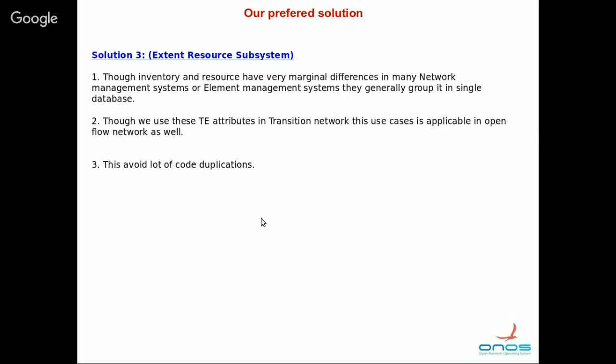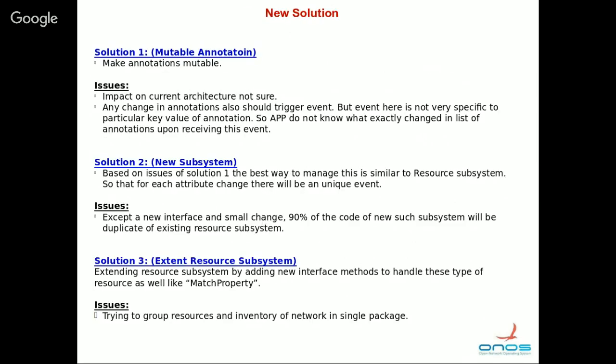But since this was not concluded, currently we have gone with a limitation: no other external entity can change the network properties. That way the annotations, or the traffic engineering parameters we use, are fixed and not changeable, and we are using annotations for the time being.